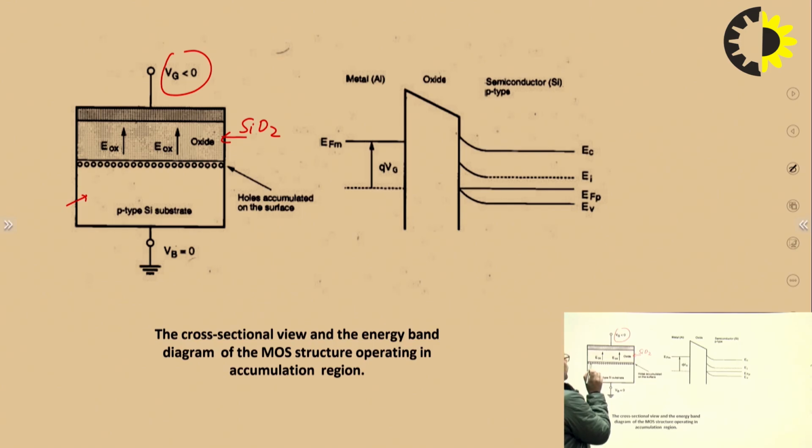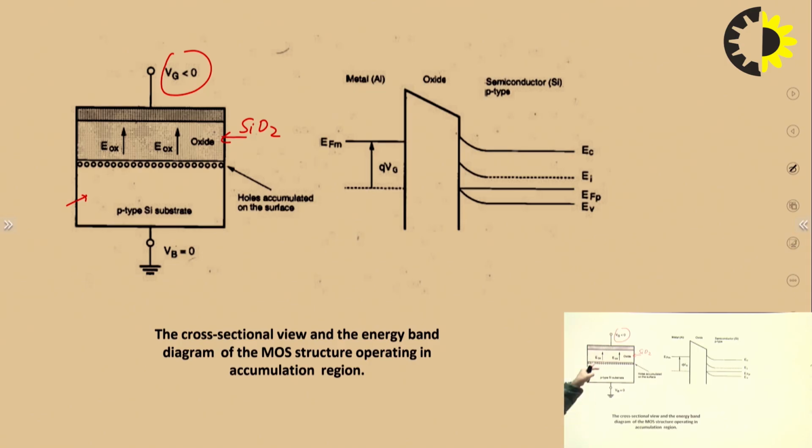Now you can see, you have connected the negative terminal, so the electric field will be in the upward direction in the case of a p-type semiconductor. If you take an n-type semiconductor, the electric field within the oxide layer will be in the downward direction, right? So the electric field is oriented towards the gate terminal, as you can see, within the oxide layer.